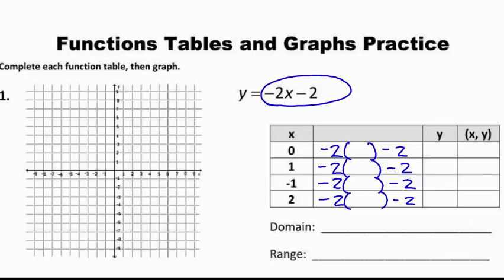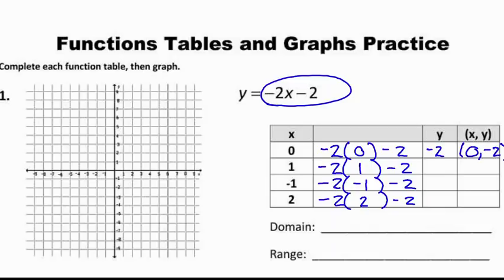And then I'm going to go back and plug in my numbers. So I'm going to plug in 0, then 1, then -1, and then 2. And I'm going to see what pops out after I solve that equation. So if I do -2 times 0, that's going to be 0. 0 minus 2 is -2. So my point is 0, -2.